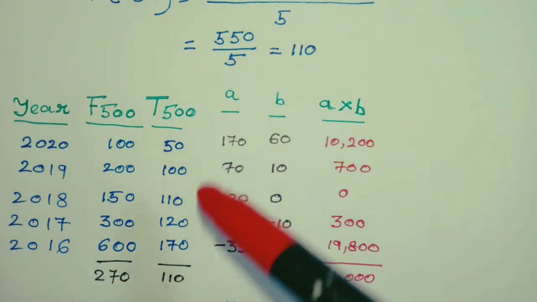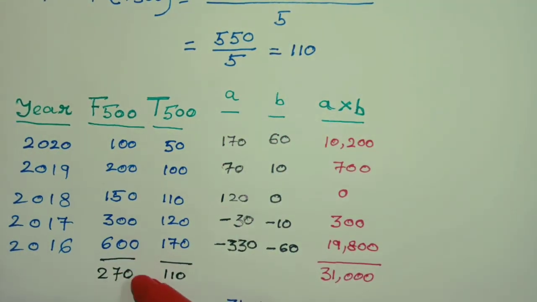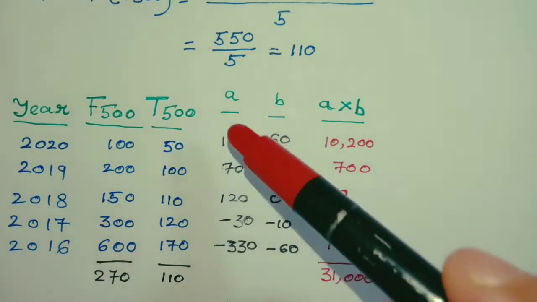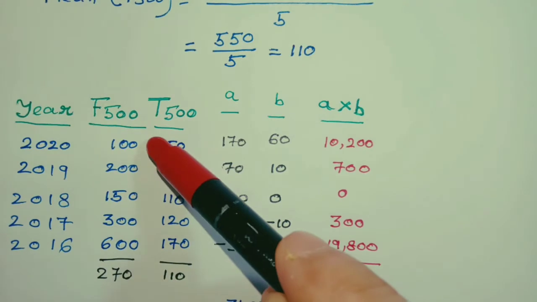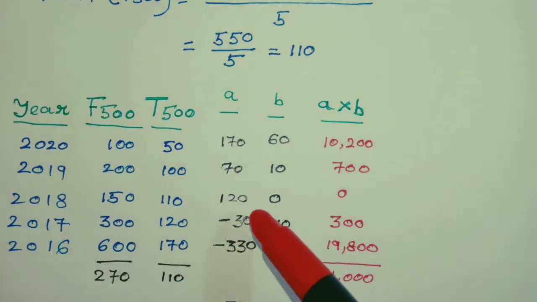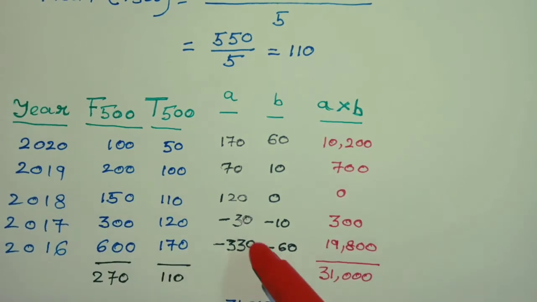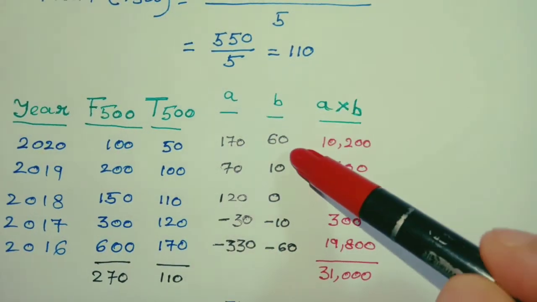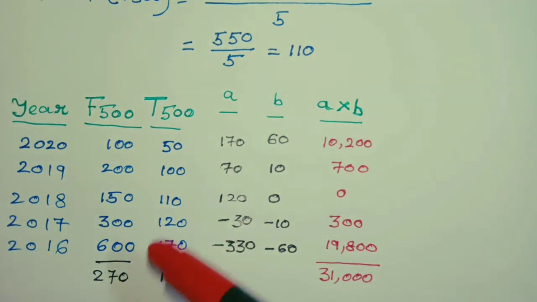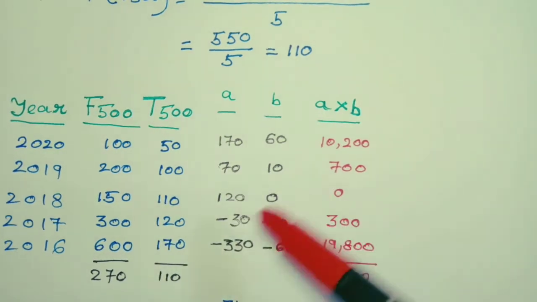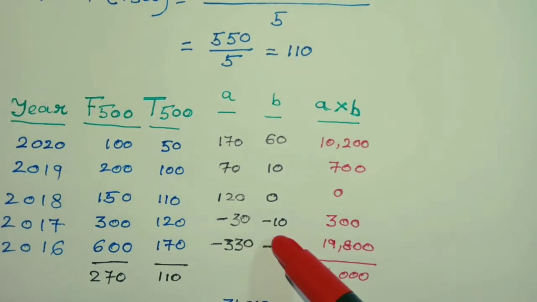Now A is basically this mean, the total, this one minus this one. This one minus this one. So 270 minus 100, 170, 70, 120. This is minus 30. This is minus 330. This is the value of A. Now you see what I have done in value of B. So in B, what I have done is 110 minus 50, 10, 0, minus 10 and minus 60.